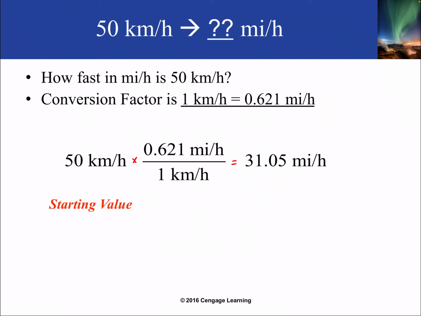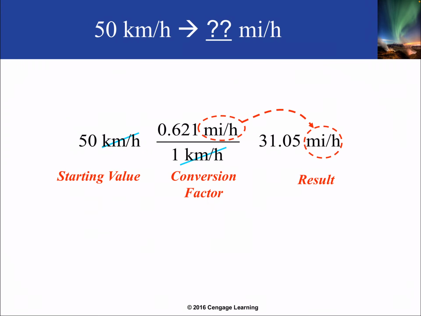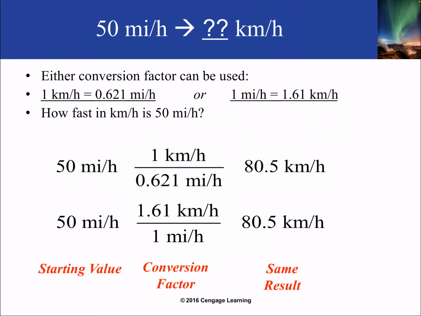So you can see in this next sequence basically goes through what I've just walked you through. So your starting value, your conversion factor, and then your result. So you can see our kilometers per hour, top and bottom will cancel. Our units are going to be miles per hour, and then you do the math and you get your final answer.